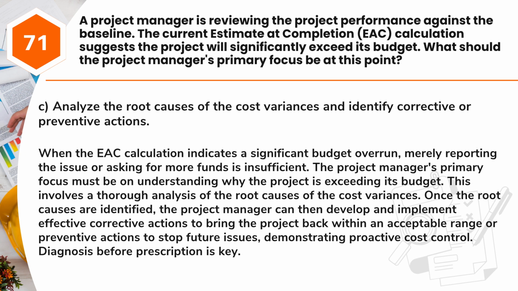Answer: C. Analyze the root causes of the cost variances and identify corrective or preventive actions. When the EAC calculation indicates a significant budget overrun, merely reporting the issue or asking for more funds is insufficient. The project manager's primary focus must be on understanding why the project is exceeding its budget. This involves a thorough analysis of the root causes of the cost variances. Once the root causes are identified, the project manager can then develop and implement effective corrective actions to bring the project back within an acceptable range or preventive actions to stop future issues, demonstrating proactive cost control. Diagnosis before prescription is key.